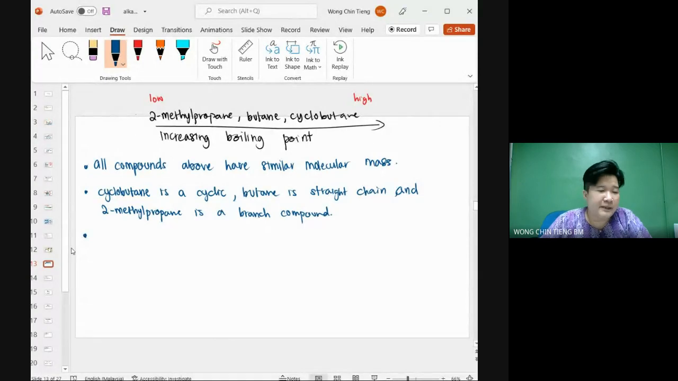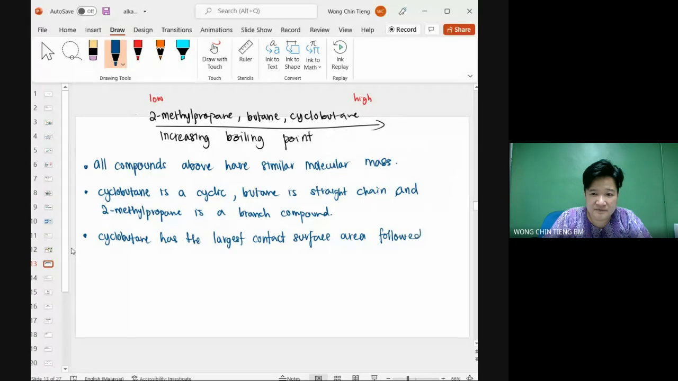Then bagi tahu siapa yang ada contact surface area paling besar. Cyclobutane has the largest contact surface area. Perkataan contact surface area wajib. Largest contact surface area. Okay. Followed by butane, then 2-methylpropane.